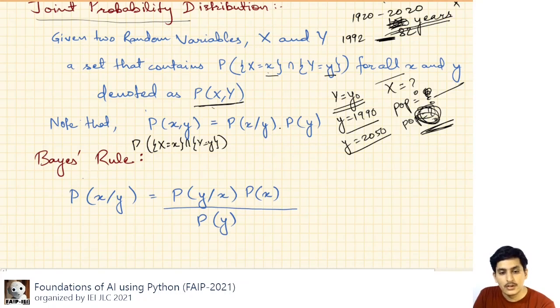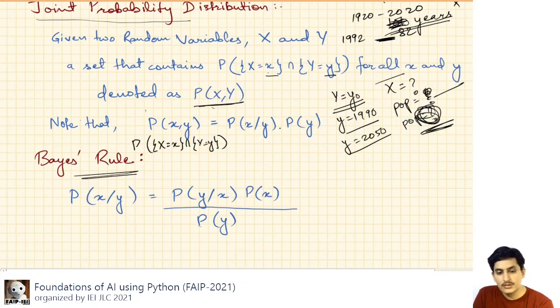So next, this is a rule on joint probabilities of random variables. What is that? The probability of x taking the value x given that y has taken a value y is equal to the probability of y taking a value y given that x has taken the value x, multiplied by the probability that x has taken a value x, divided by the probability that y has taken a value y.